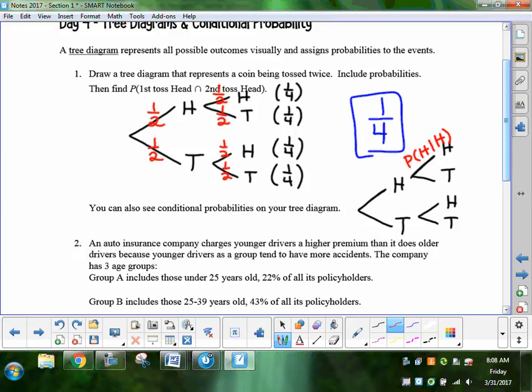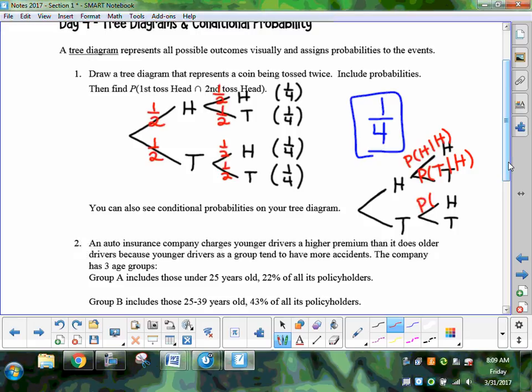You could also say that this is the probability of getting what given what? Tails given heads. The first condition that's met goes second. The next one up is the probability of heads given tails. So this would be the probability of heads given tails. And this one would be the probability of getting tails given tails. Questions on that one?